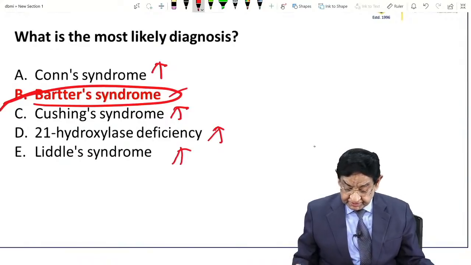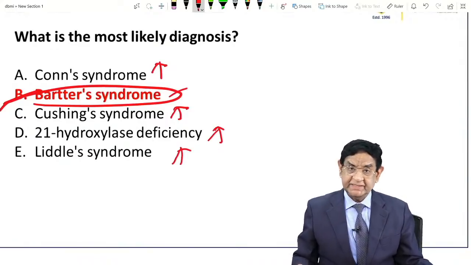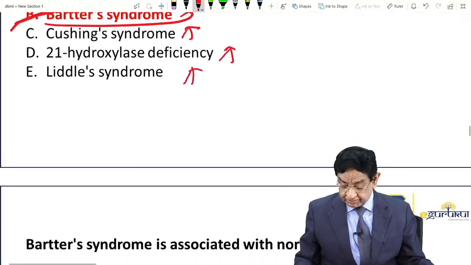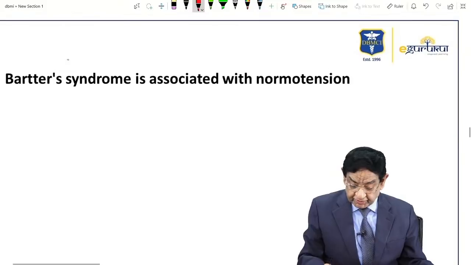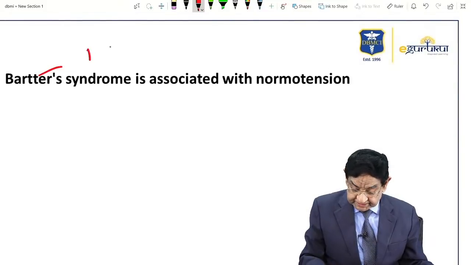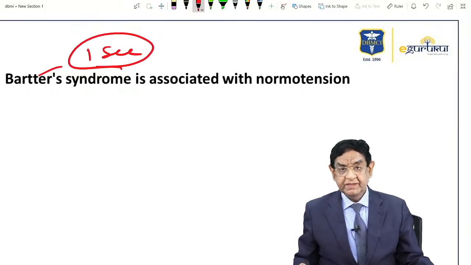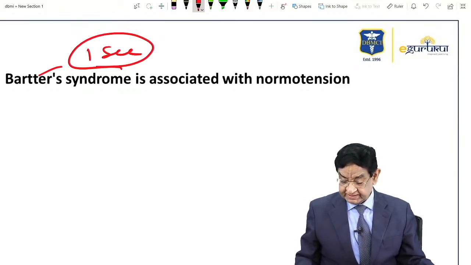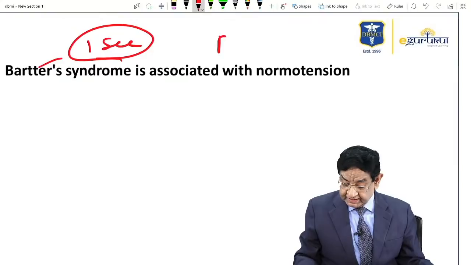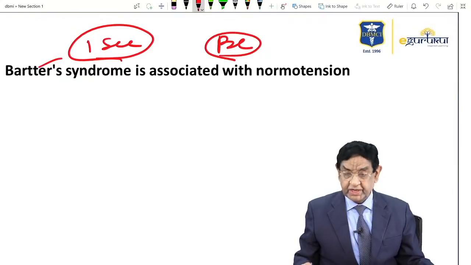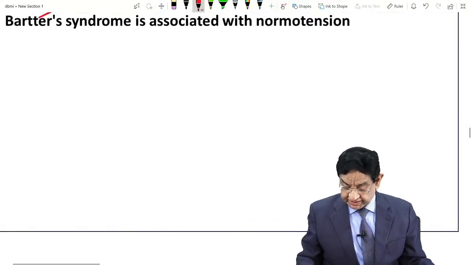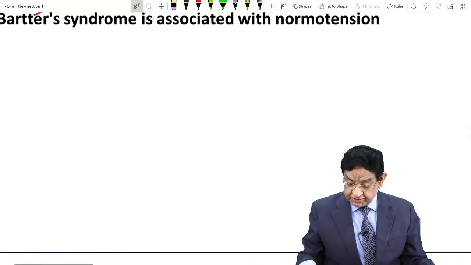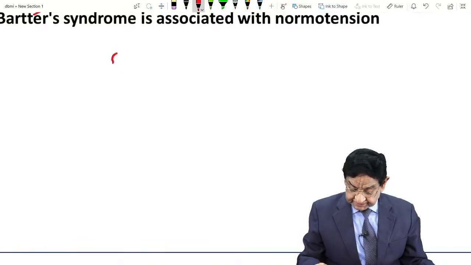So let's learn the basic concept about Bartter syndrome. I'll make you revise it in only 1 second. But before that, the basic concept. In this basic concept, we will correlate physiology, pharmacology, pediatric medicine, so many things, and pathophysiology also. So we go back to the basics.